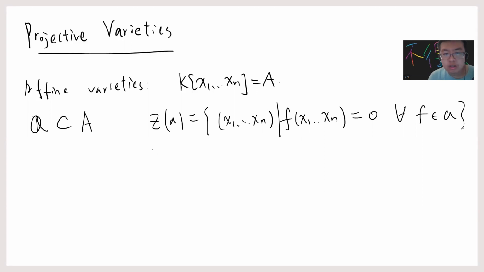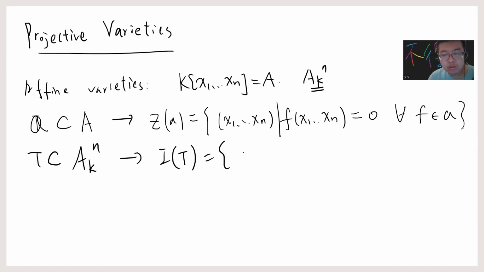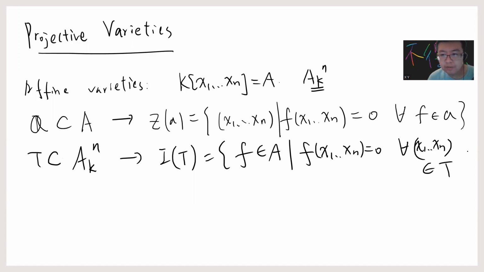And then you can also define the other direction. If you take a subset T of the points in A^n, you can define I(T), which is the set of polynomials f in A such that f(x1, ..., xn) is 0 for every (x1, ..., xn) belonging to T.